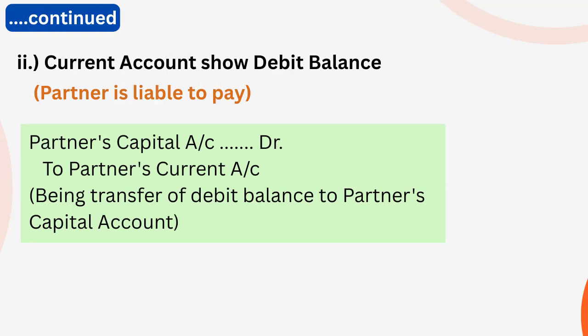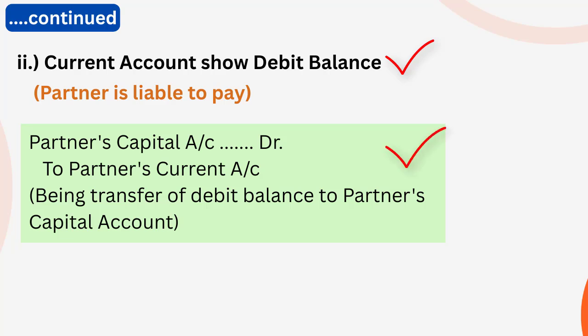The second case is that the current account shows debit balance. That's the opposite of the previous one. It means the partner has withdrawn or owes money to the firm. So you see, the journal entry in this case would also get opposite.